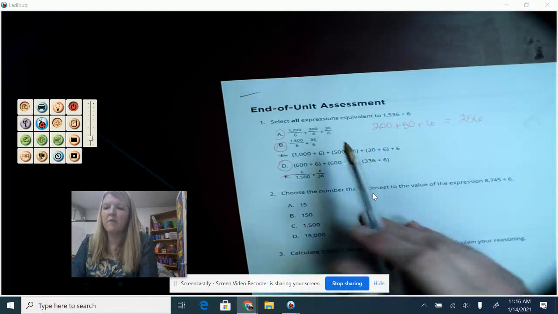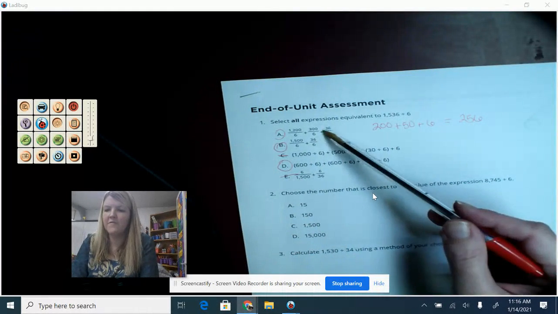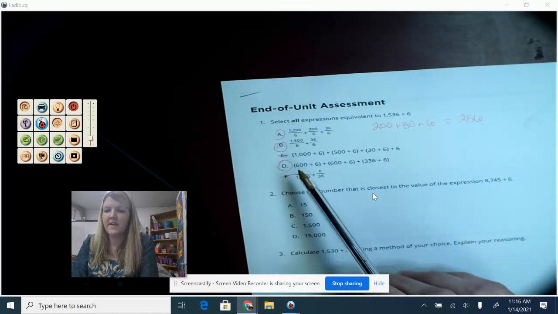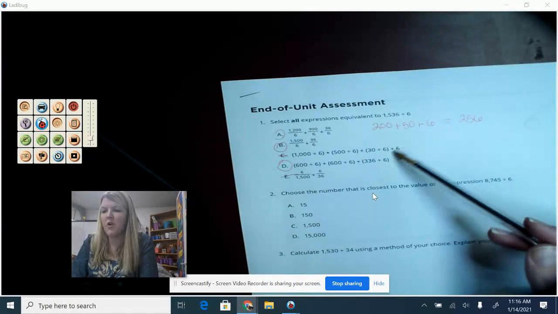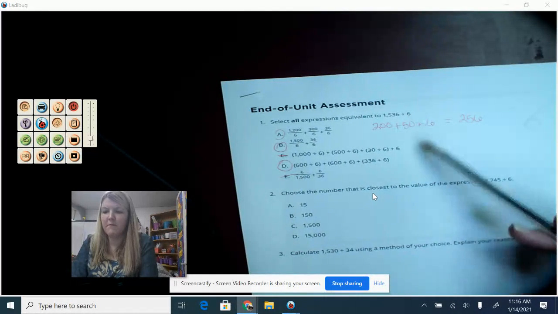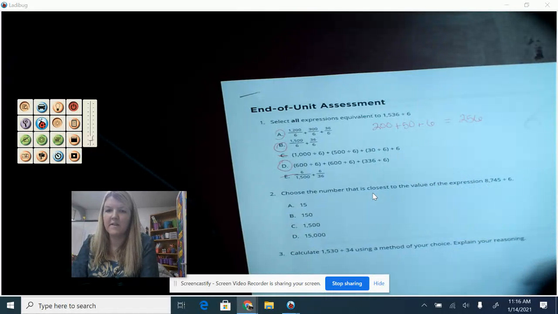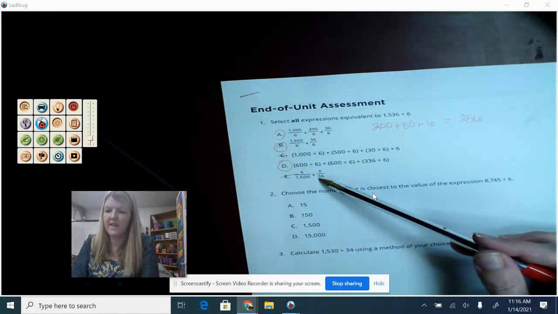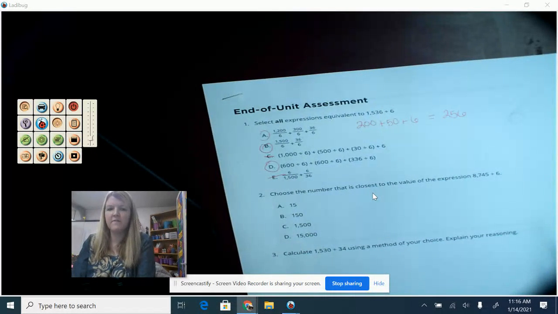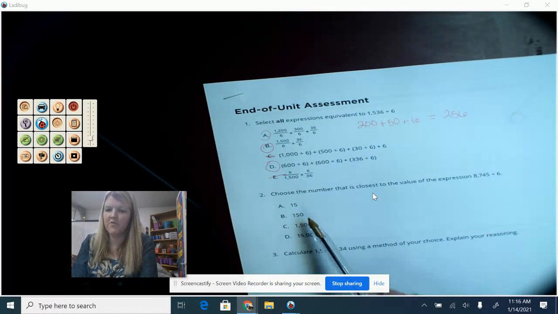So you're going to have a problem similar to this on the form where you have to select all the ones that are equivalent. So go through the process just like I did. And remember, all of them have to be divided by whatever number we're dividing by. So that's why C was not correct. And then the order matters, so that's why E was not correct. All right, if we have time before this video stops, we're going to go ahead and look at number 2.